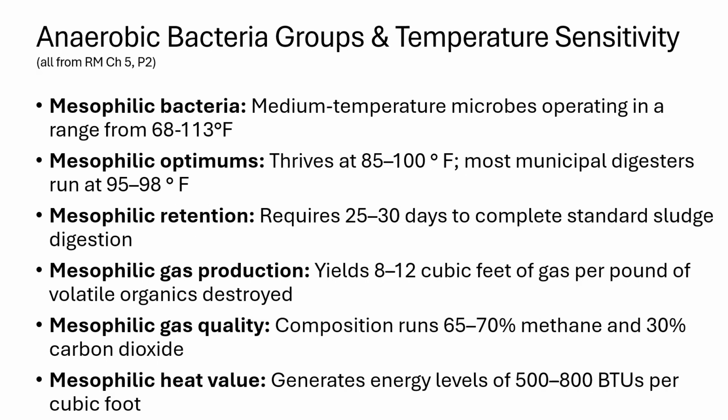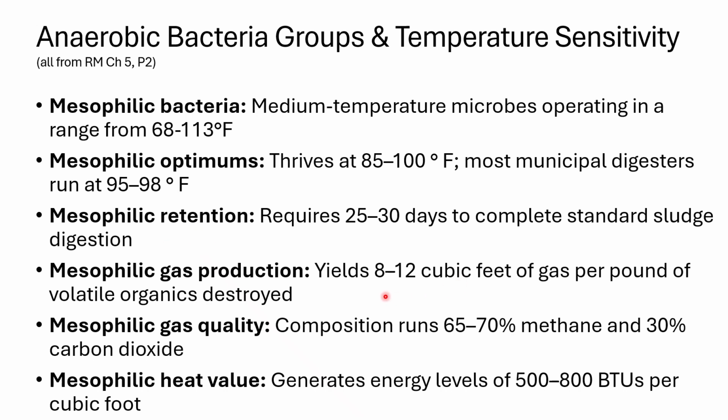And the mesophilic bacteria, those microbes are going to operate between 68 to 113 degrees Fahrenheit. But here's where we're going to thrive. We're going to get the best use of these microbes between 85 to 100 degrees Fahrenheit. And most of the municipal digesters are going to run towards the higher end of this range, between 95 to 98 degrees Fahrenheit. And in this case, it's going to take 25 to 30 days, close to a month, to get that standard sludge digested.